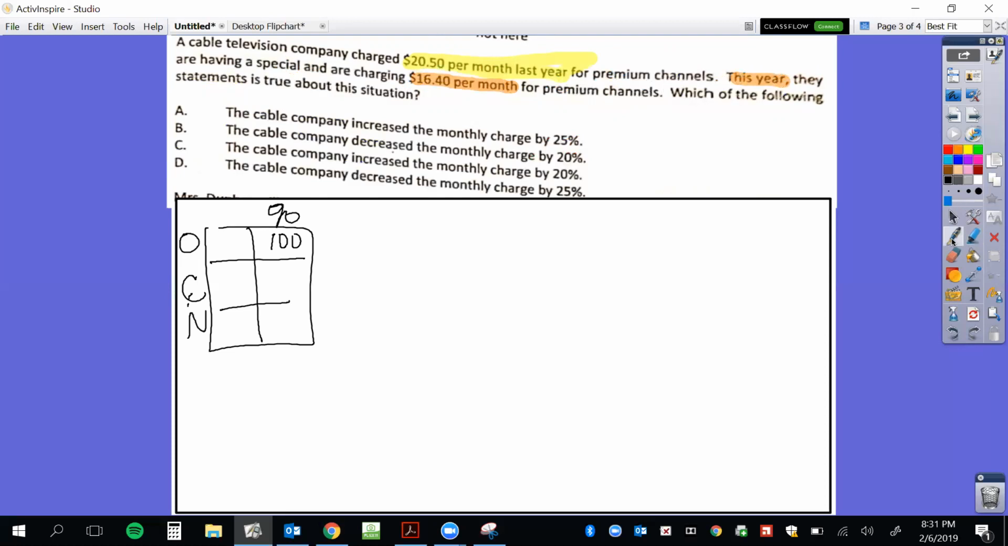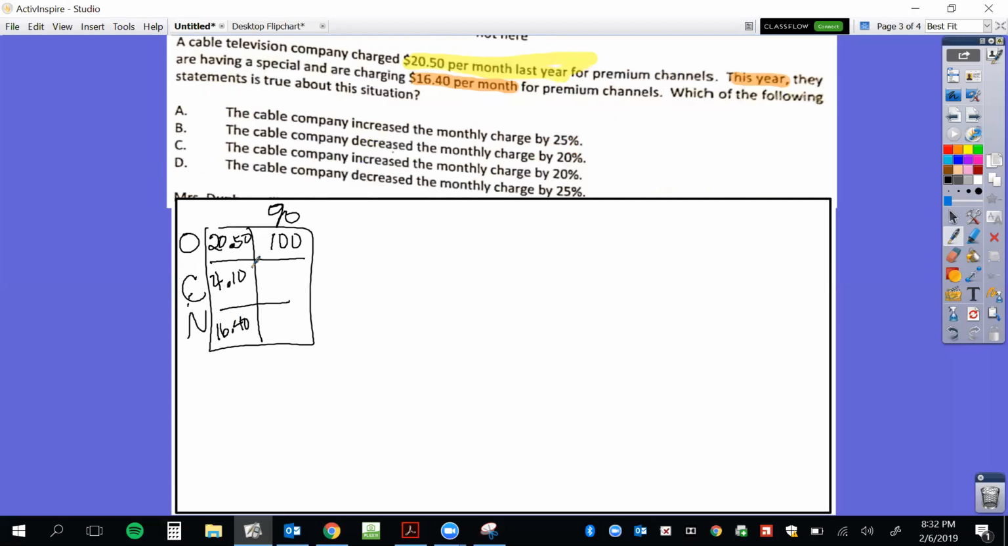So we really have to pay attention to which one happened first. Remember, my original is the one that happened first, and so that would be last year. So it would be $20.50. And then this year would be my new amount, which would be $16.40. And the change would be whatever that is subtracted. So if I took $20.50 and subtracted $16.40, I would get that it changed by $4.10.